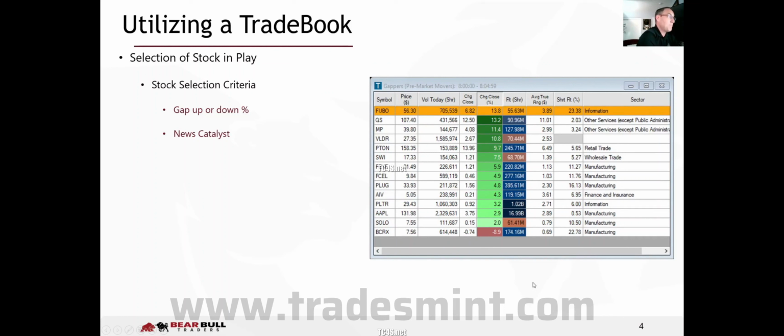The next thing that we're taking a look at is the float. And this is important. Here you'll notice everything is above 50 million. That's because the scanner puts a limit on 50 million. It's because I personally do not like stocks that trade below 50 million. It's not a personal preference, it's an equity account preference. My equity account does not like stocks under 50 million.